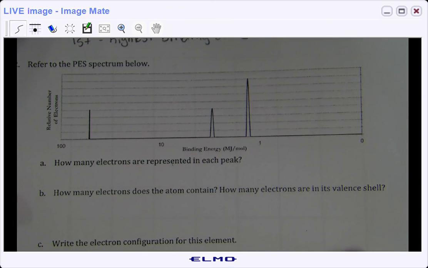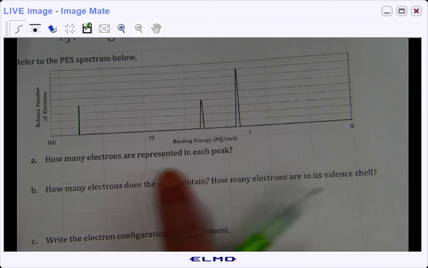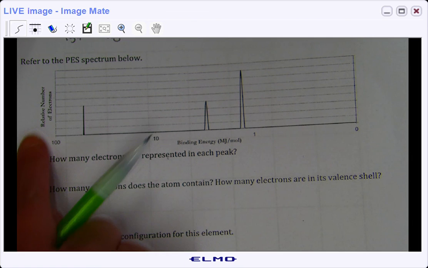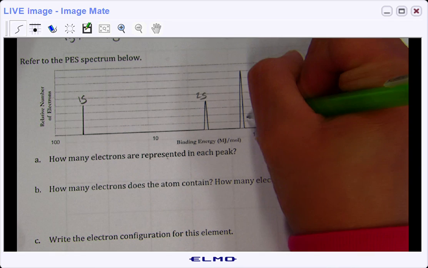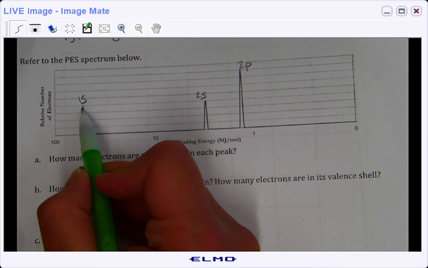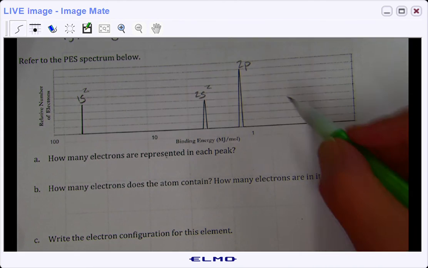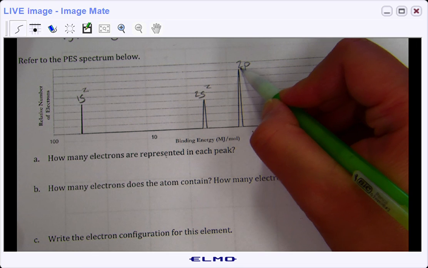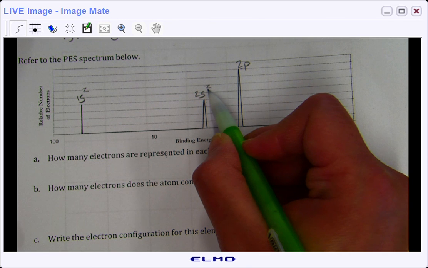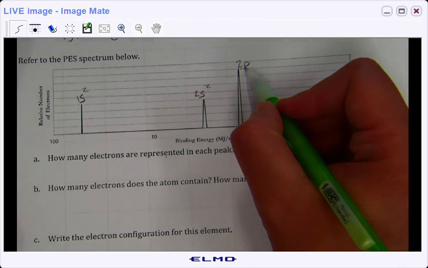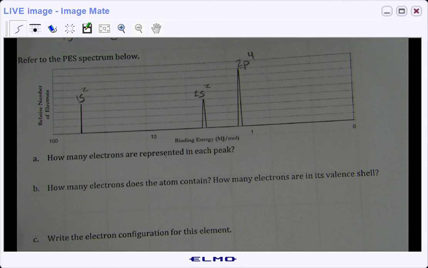So let's look at another example. Again, we are going from increase to decrease. So how many electrons are represented in each peak? So this is an increase. So here's my 1s. This is my 2s. This is my 2p. Notice my 1s and my 2s, they have the same height because they each have 2 electrons. Now we'll notice that my 2p here is twice the height of my 2s. So if 2s has 2 electrons and twice the height, 2 times 2 is 4. So my p has 4 electrons.